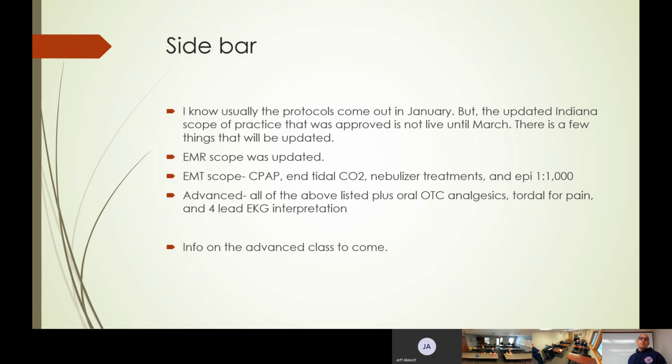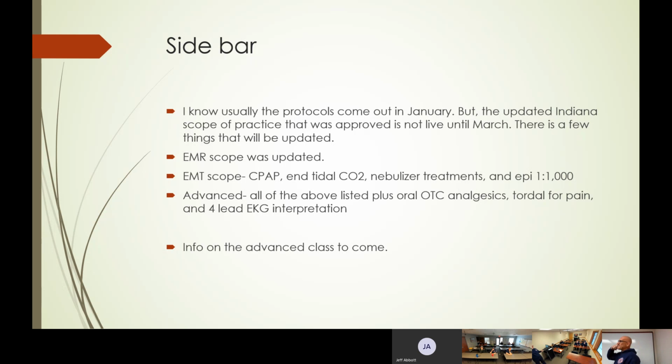So the EMR scope was updated as well, and that's just emergency medical responders, the old first responder certification. For EMTBs, they added CPAP, end-tidal CO2, nebulizer treatments, which we'll talk about today as well, and Epi 1 to 1000. We'll talk about those a little bit later. But in the advanced stage, they have all the above, plus analgesics, Toradol for pain, and 4-lead EKGs.